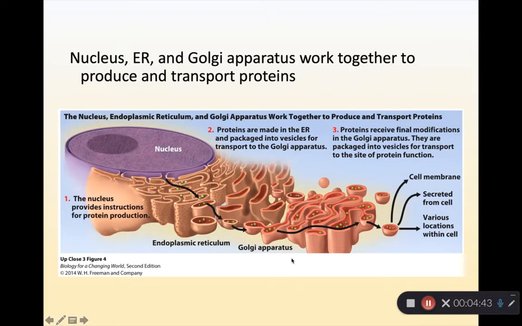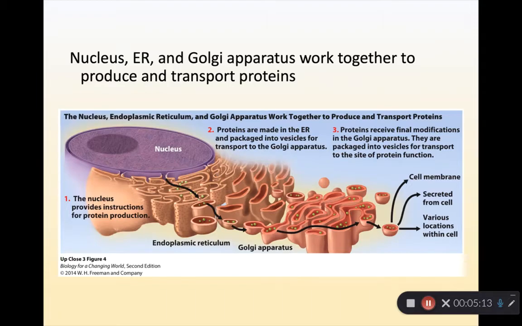And so let's start to get a picture of what synthesis looks like in the cell. First, we have the nucleus, which provides the instructions for protein production. Then we have proteins that are made in the endoplasmic reticulum. So the ribosomes are assisting in creating these proteins.